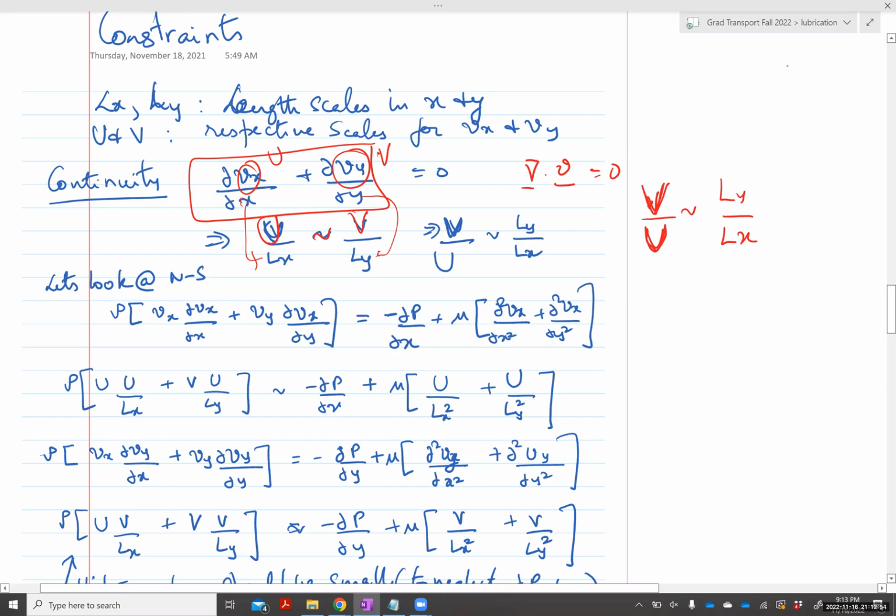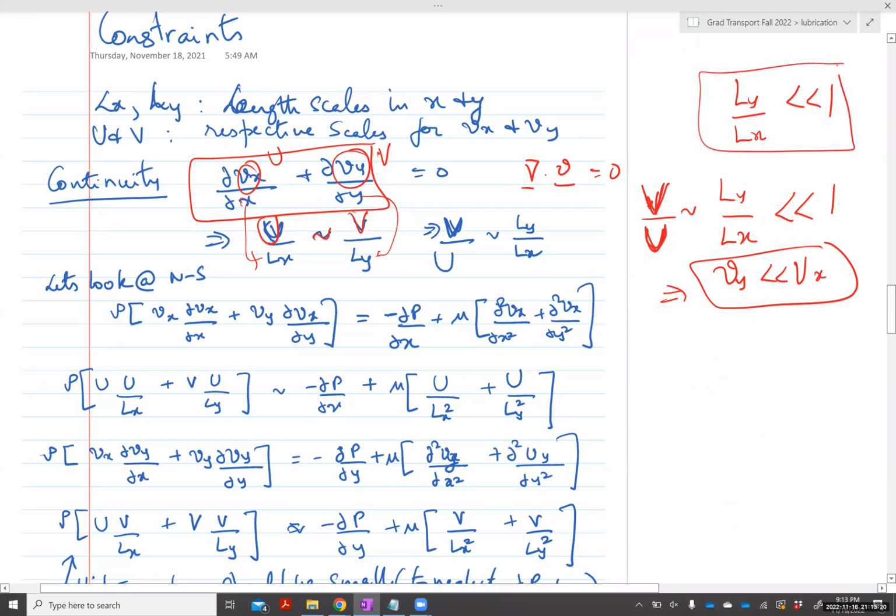Now, if you choose a channel in which the characteristic dimension in the y direction is such that Ly over Lx is much less than 1, then V over U is also much less than 1, correct? Which means Vy is much less than Vx. So there is a velocity in the y direction, but its magnitude is much less than Vx. So this is our geometric constraint. Remember that?